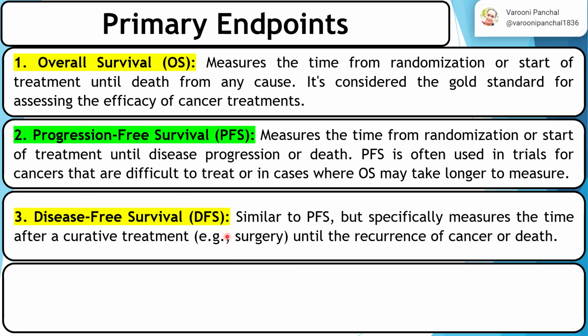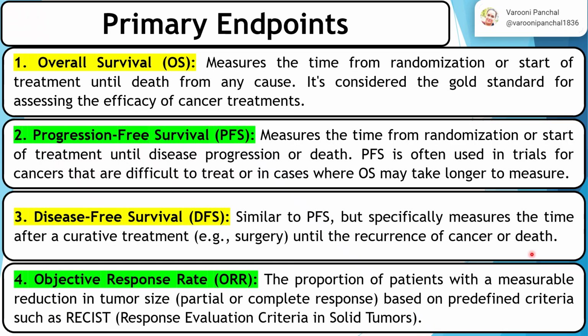Disease-free survival (DFS) is similar to PFS but specifically measures the time after a curative treatment, for example surgery, until the recurrence of cancer or death. Objective response rate (ORR) is the proportion of patients with a measurable reduction in tumor size, partial or complete response, based on predefined criteria such as RECIST, Response Evaluation Criteria in Solid Tumors.